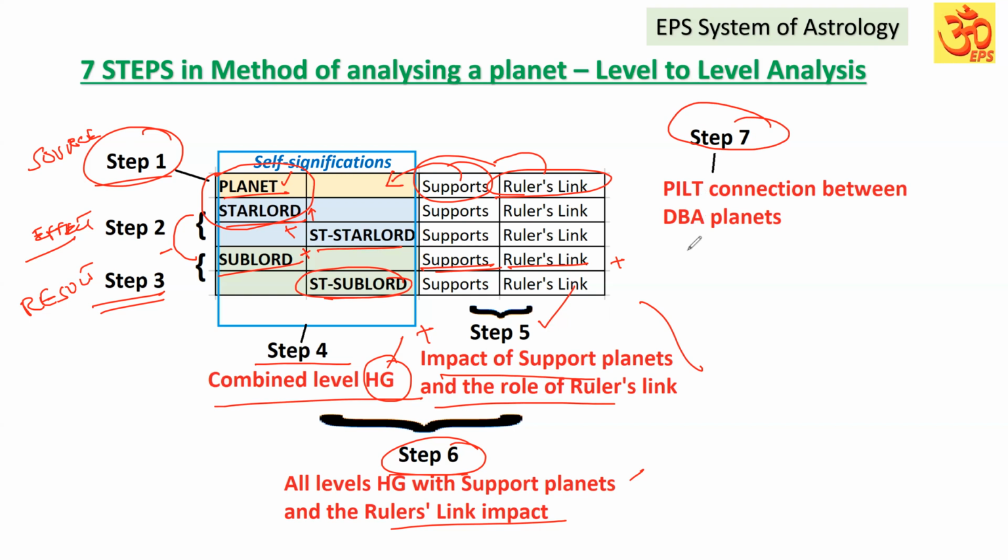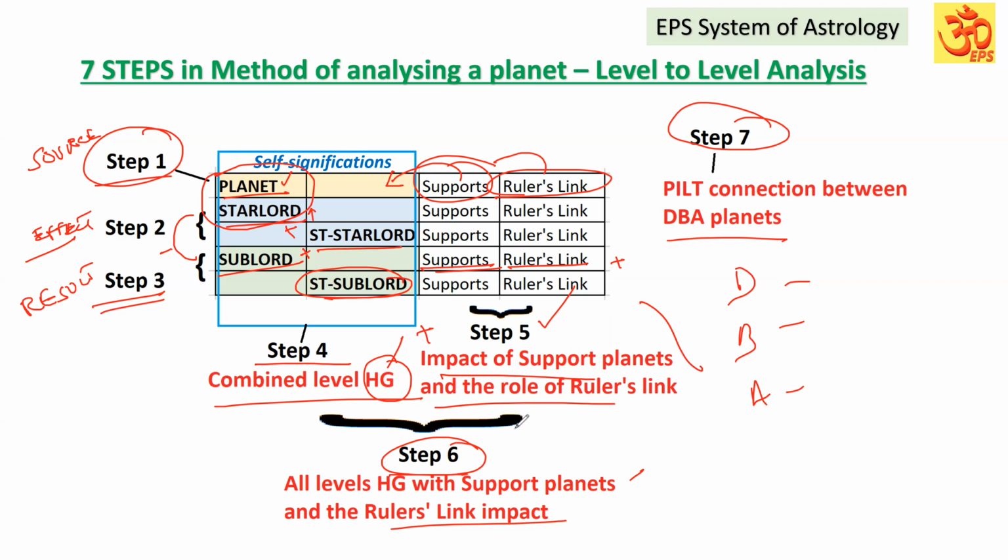Then comes step number 7. Step number 7 has nothing to do with studying self-signification, a planet's total signification strength, but it is importantly connected to the Dasa, Bhukti, Antra predictions. Because normally when we study a planet, it is basically a Dasa Lord or Bhukti Lord or Antra Lord or Sukshma Lord. So based on steps 1 to 6, we can come to know what that planet is having in its total significations, favorable for the event, or unfavorable, or mixed.